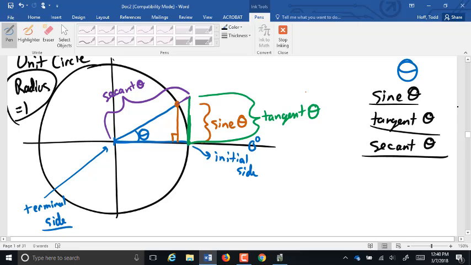Now you might be looking at those thinking, well, but I've always had sine, tangent, and cosine. Where'd the secant come from? Well, there's another set of functions called the cofunctions.